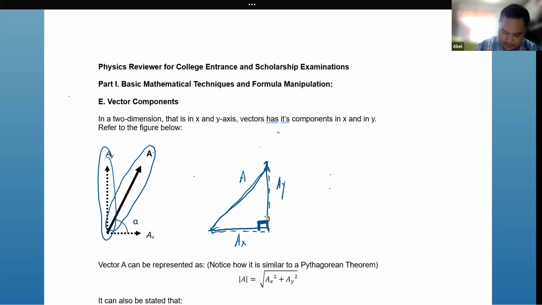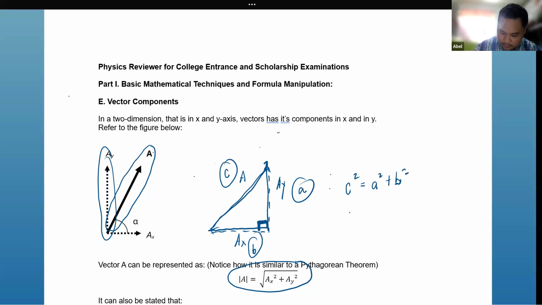And so we can simply have the Pythagorean theorem like this, which can be represented as A, B, and C. Remember that in the Pythagorean theorem, c squared is equal to a squared plus b squared, or c is equal to the square root of a squared plus b squared. Okay? And so this is just the same. So we're going to have the square root of AX squared plus AY squared.